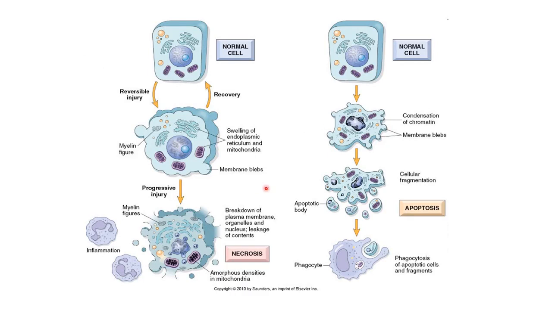So let's start talking about cell injury. As you can see here, this is the normal cell. You can see the size of the cell. The cell membrane is intact. The nucleus and other organelles are inside.